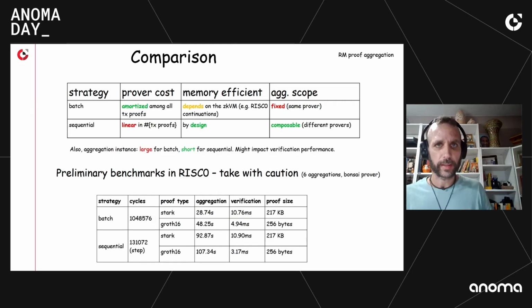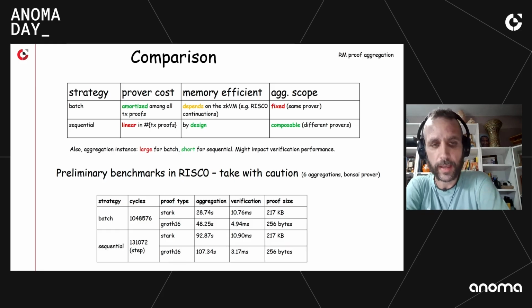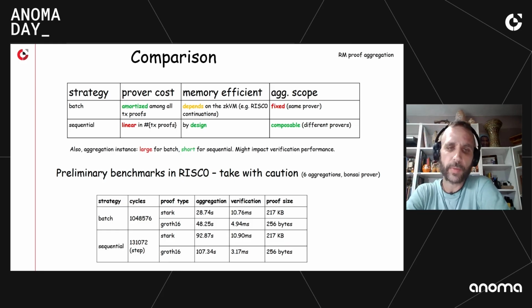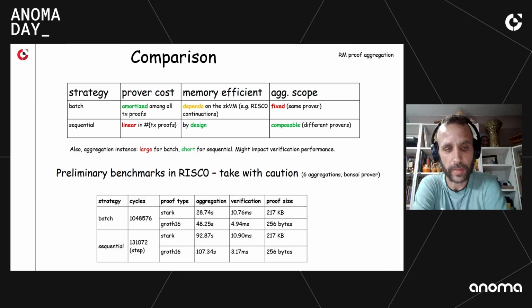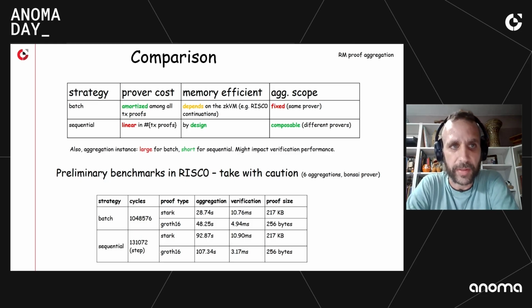Okay, the most important metric, of course, always is the efficiency. Actually, the batch approach is the most efficient one. So here we can see that the batch approach generates roughly, these are numbers for 6 aggregations, roughly 1 million cycles to do 6 aggregations. And the sequential aggregation, a single step, takes much less. So if you multiply the number of cycles by 6, you will get less than the number of cycles in the batch approach. So in principle it's a little bit more efficient to represent.